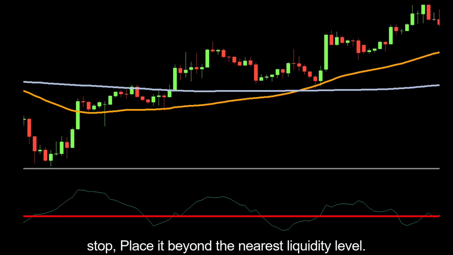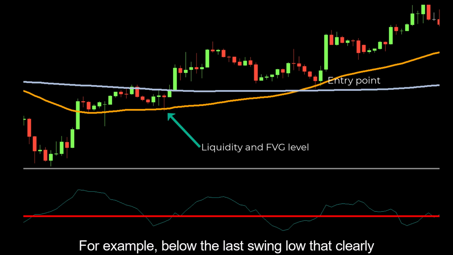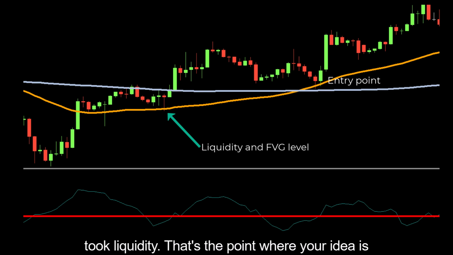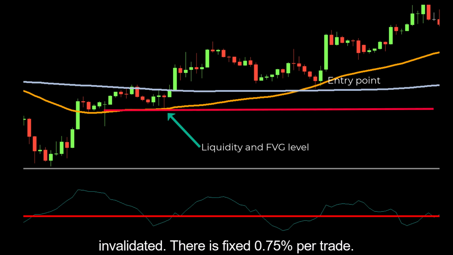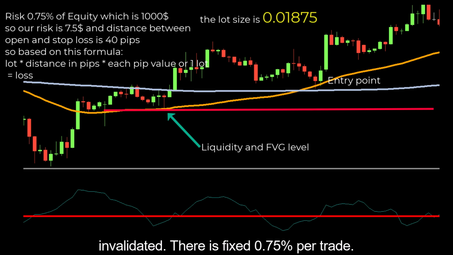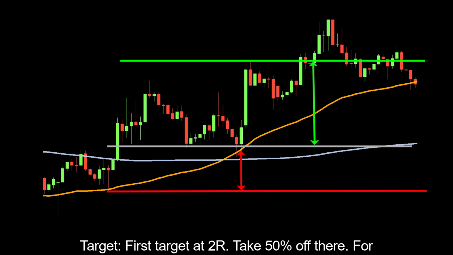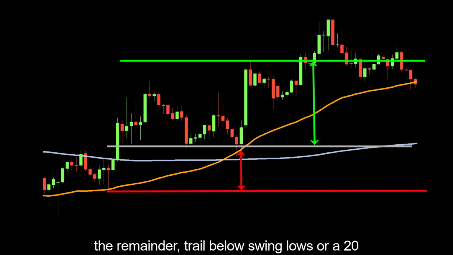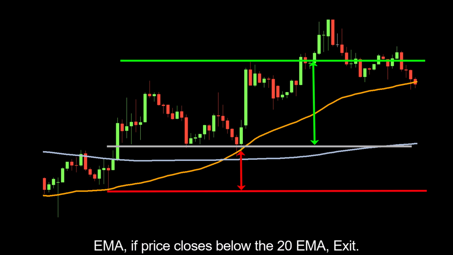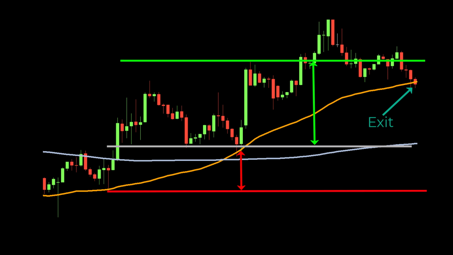Step C. Stop. Place it beyond the nearest liquidity level. For example, below the last swing low that clearly took liquidity. That's the point where your idea is invalidated. The risk is fixed at 0.75% per trade. Target: first target at 2R. Take 50% off there. For the remainder, trail below swing lows or a 20 EMA. If price closes below the 20 EMA, exit.